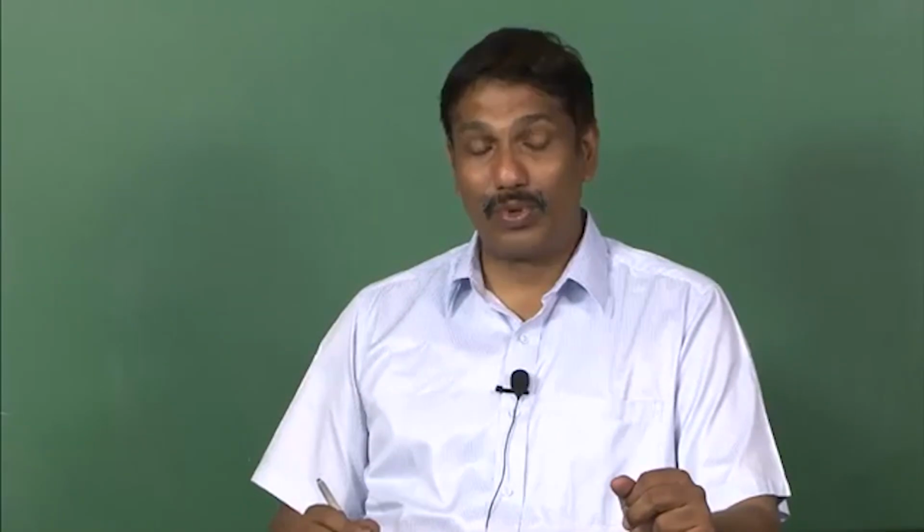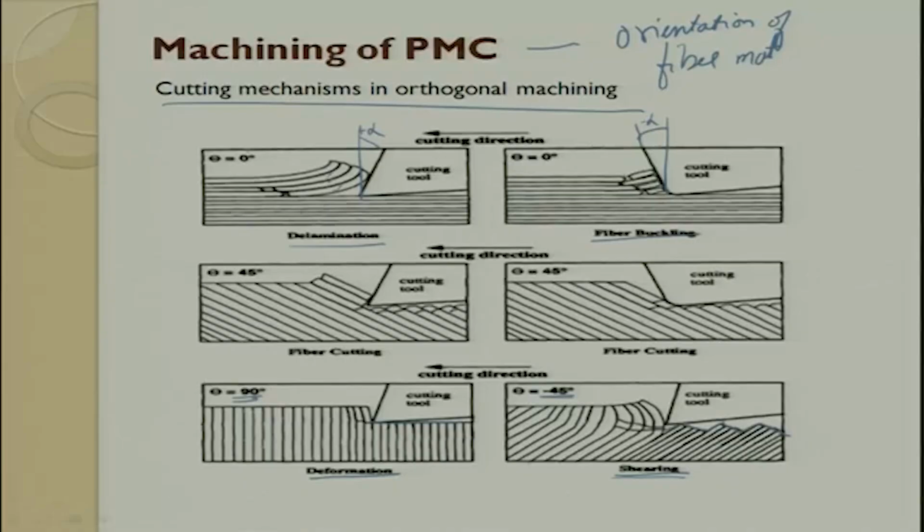In fact, HSS, high speed steel, gives you a better performance, but the only problem with high speed steel is it cannot withstand very high temperatures; it softens and gets worn out very fast. So, there has to be a compromise. If you use a hard tool and a stiff tool, again while machining composites, it is going to be a problem.